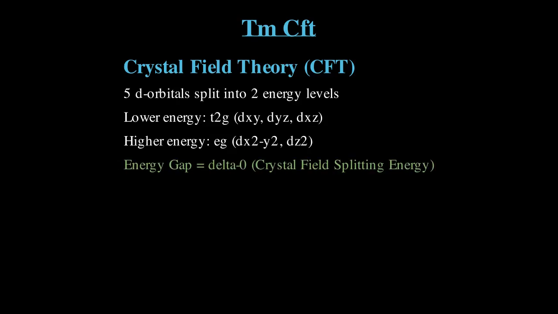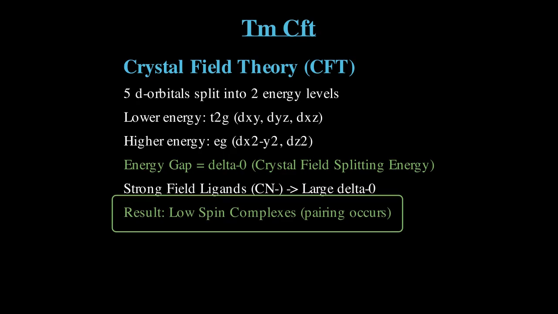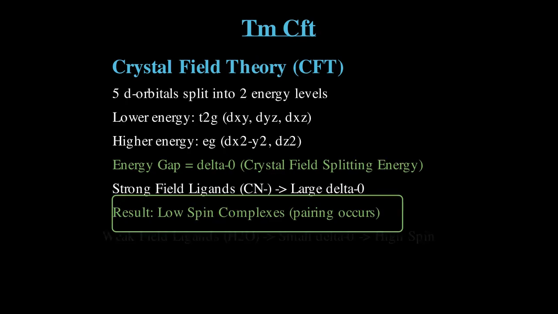The size of this gap depends on the ligand. Strong field ligands like CN- cause a large split, forcing electrons to pair in the lower orbitals, creating low spin complexes. Weak field ligands like H2O cause a small split, resulting in high spin complexes as electrons occupy the higher orbitals before pairing up. Finally, let's discuss why transition metal compounds are colored.